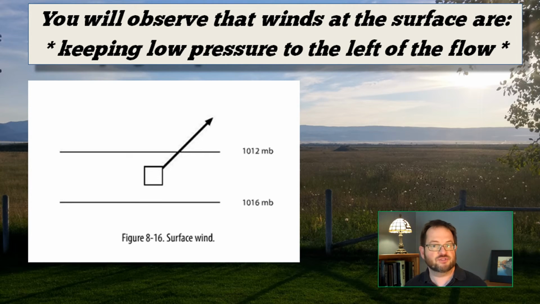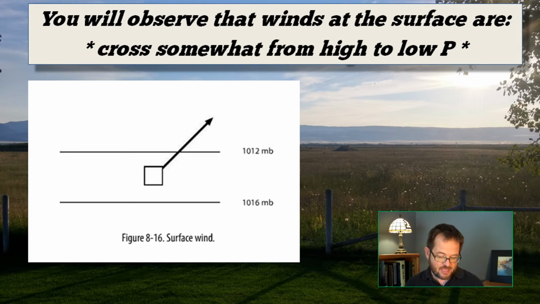If you've been following along closely in your readings, you know that that is the curiously named Buys Ballot's law. Buys Ballot was a Belgian scientist who discovered this idea that the wind should be blowing in such a way that low pressure is to your left in the northern hemisphere. You should also be finding that the winds at the surface are crossing the isobars a little bit from areas of high pressure towards areas of low pressure. And that's actually going to be really useful to understand what's going on with cyclones and anticyclones.